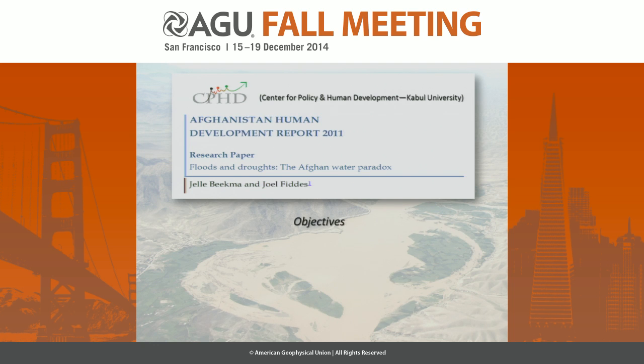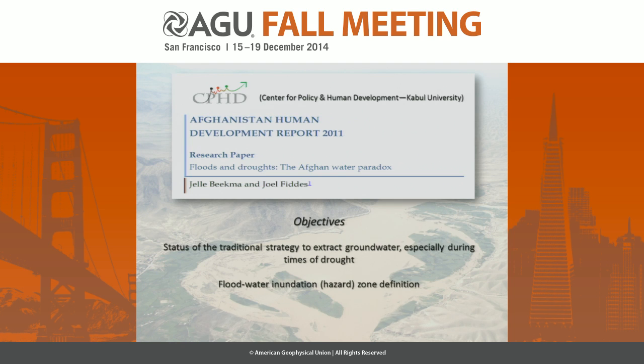Our objectives, we were charged with looking at the water issues, both too much and too little, that are very prevalent in Afghanistan. And so our first objective was to look at the status of the traditional strategies for extracting groundwater. The Kanats, they're called Kareez systems, these underground collection systems. So that's what we did in our first phase of this, and now we're working on the flood inundation mapping. We've done most all of Afghanistan at anywhere from 1 meter XYZ up to IFSAR at about 11 meters.